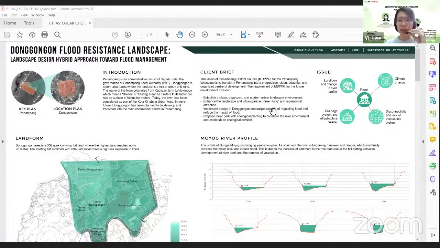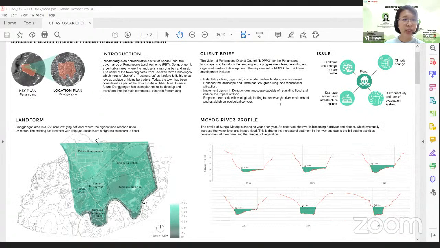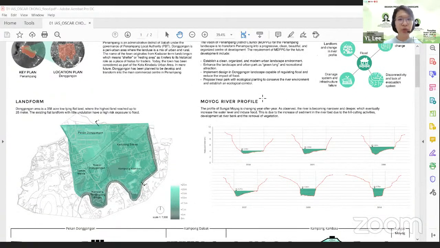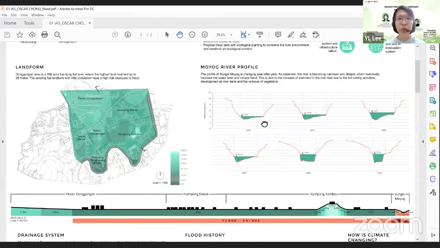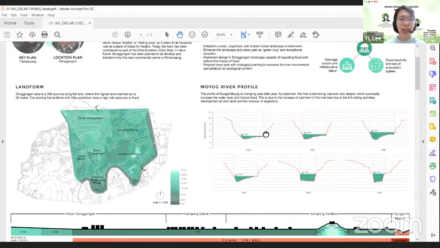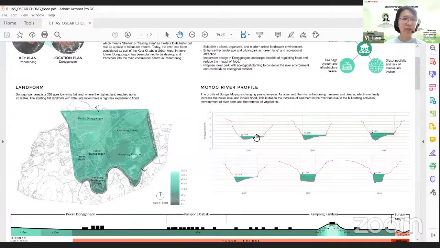Okay, this is one of my final year students. He graduated just a few months ago. His project deals with flood management. His site is somewhere in Sabah, Borneo Island. I just want to show you what to do when you want to study flood and landform.